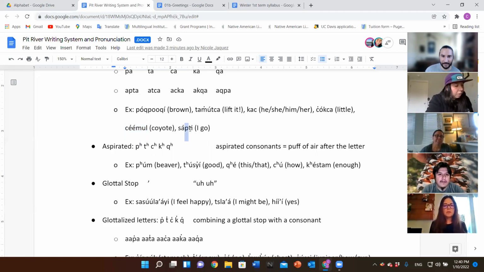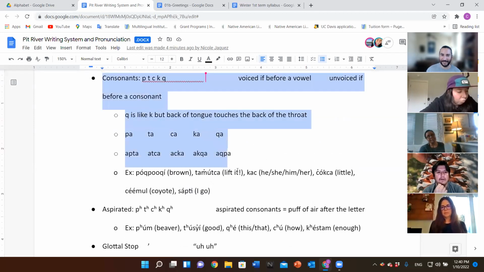And let's see. Oh yeah. So then here you have this P is unvoiced because it's before a consonant. So this is sapdi. Letty, sapdi. Kenwa, sapdi. And Chris, sapdi. And Lisa, sapdi. All right. Any questions on these?